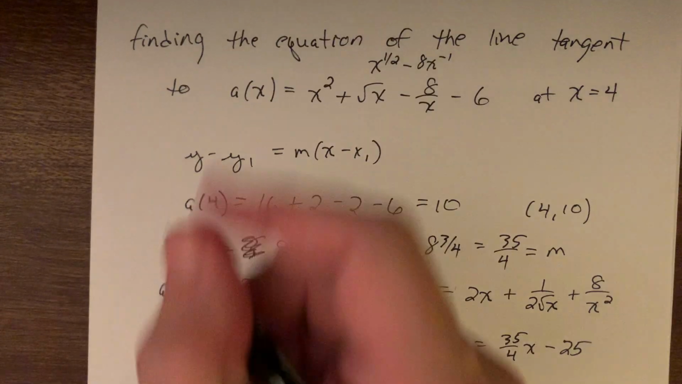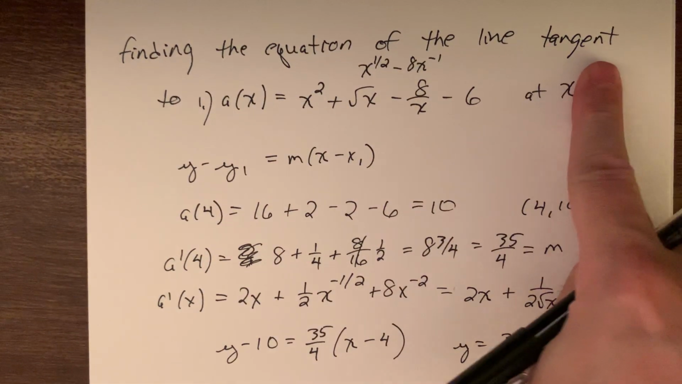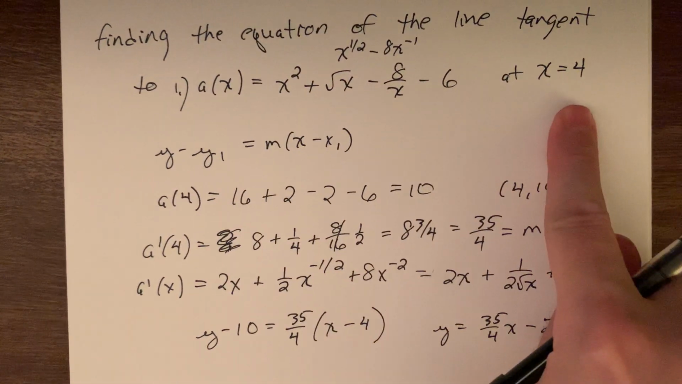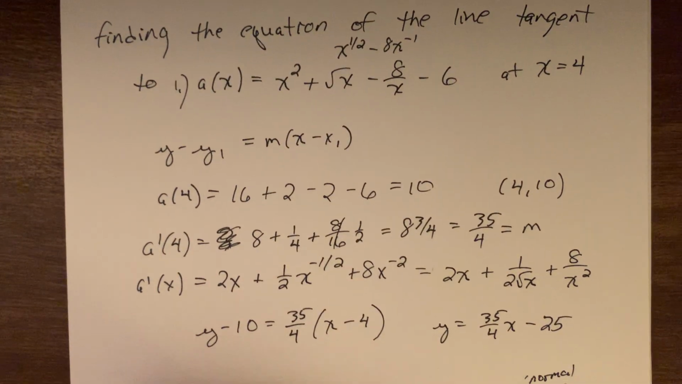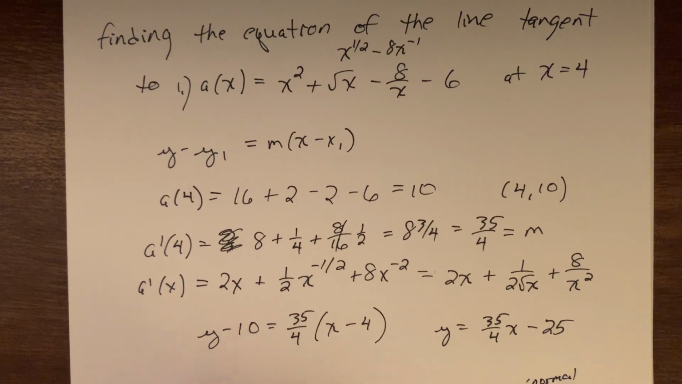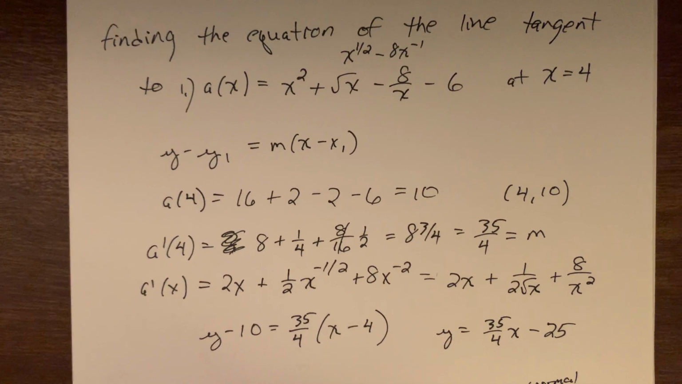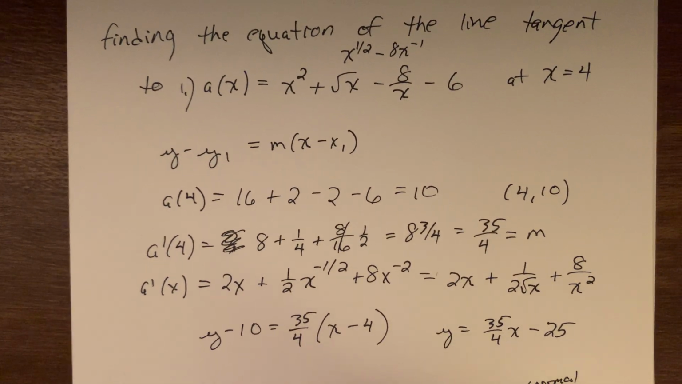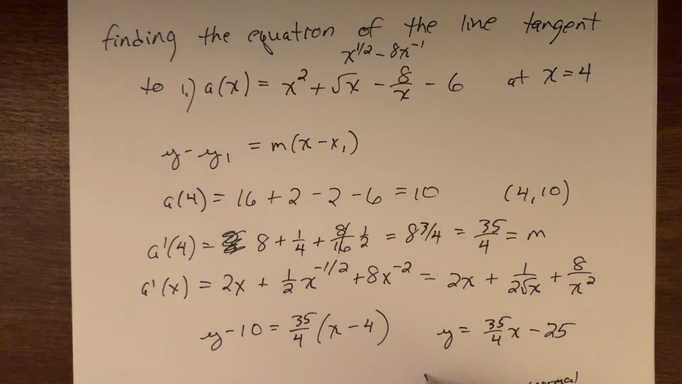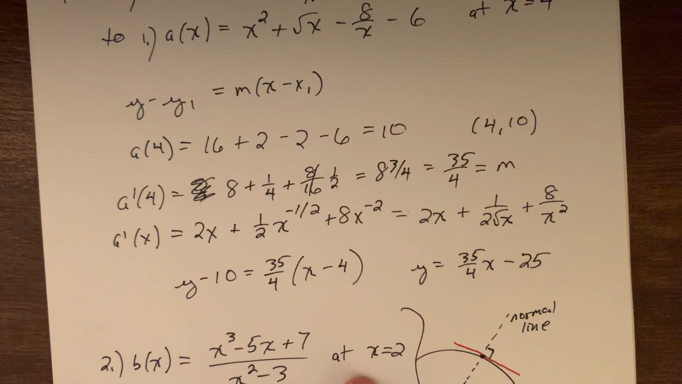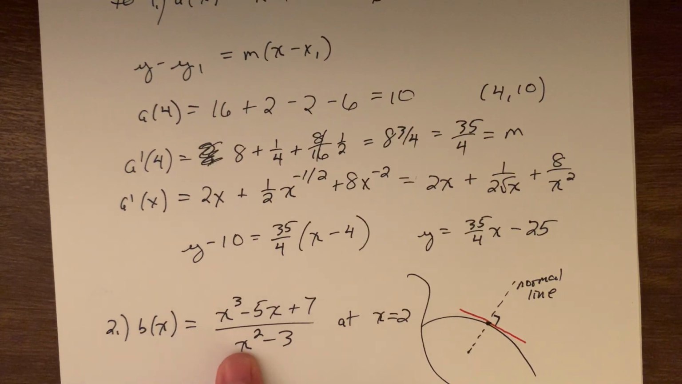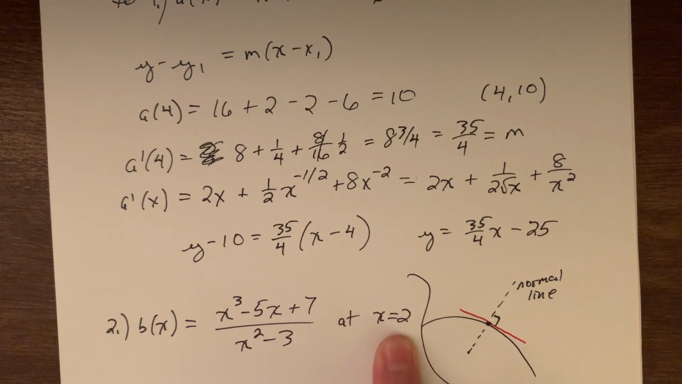Okay, so that was problem number 1, finding the equation of the tangent line to this curve at this point. But I want to ask that same question, but now I want to do the function x cubed minus 5x plus 7 all over x squared minus 3 at x equals 2. This function with this x coordinate. Hopefully still not too bad, right?